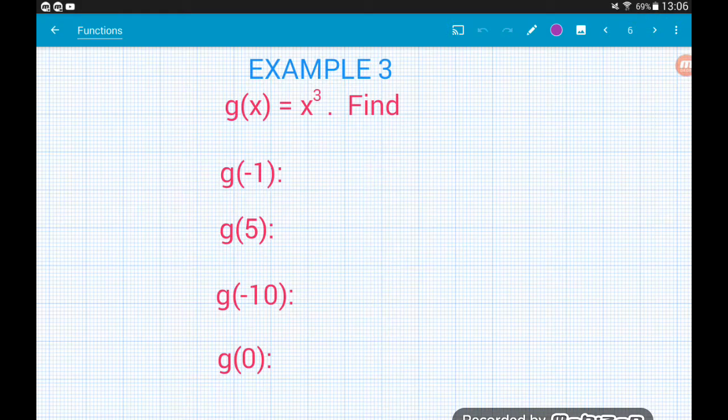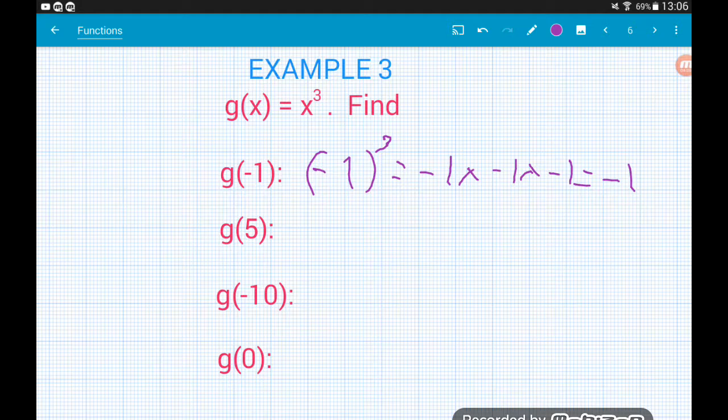Okay, example 3, g of x here. So we're dealing with a g function, not an f function. So g of x is equal to x cubed. So let's find g of minus 1. So minus 1 cubed is minus 1 times minus 1 times minus 1, which will be minus 1. So g of minus 1 here is minus 1.